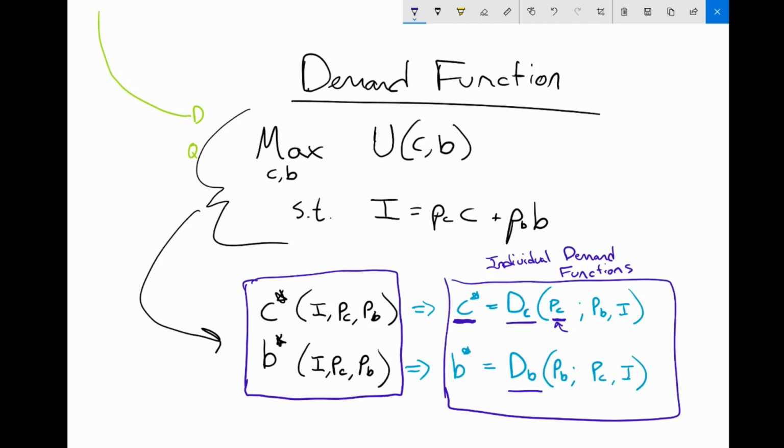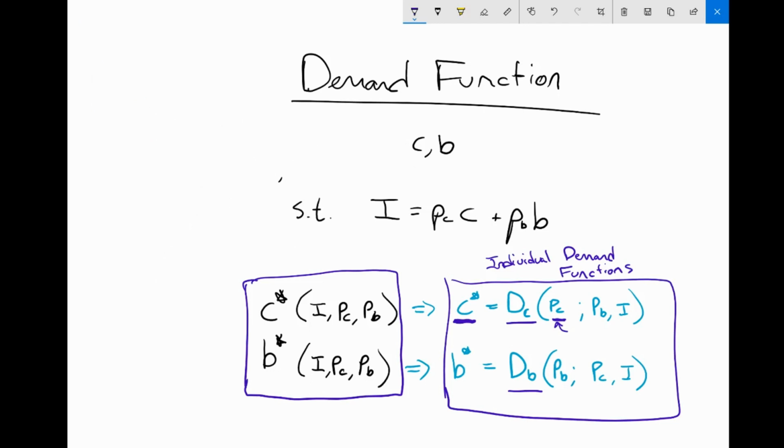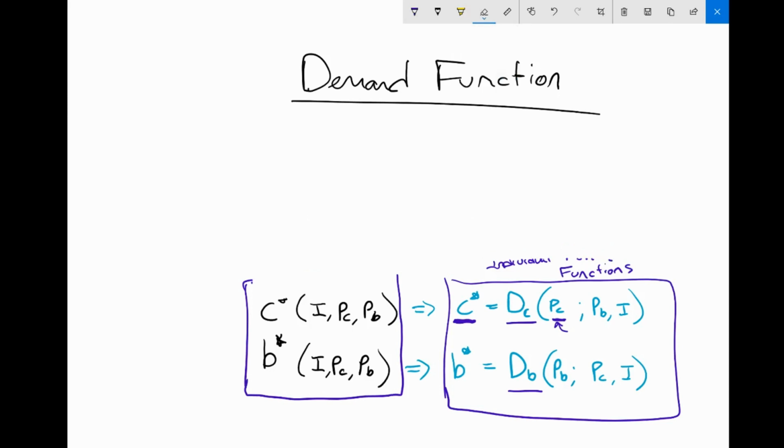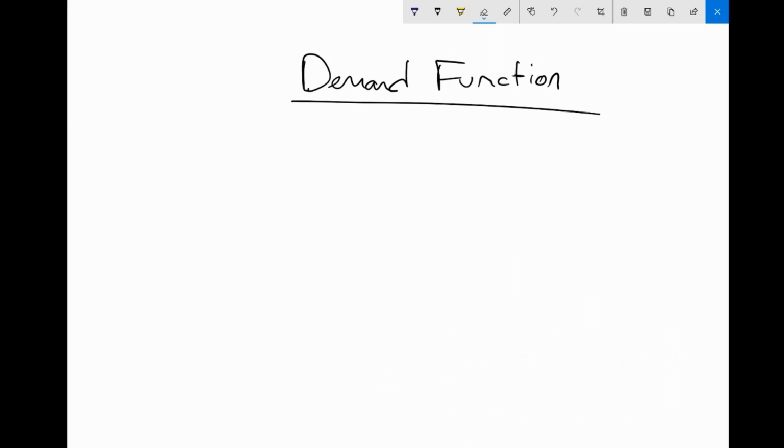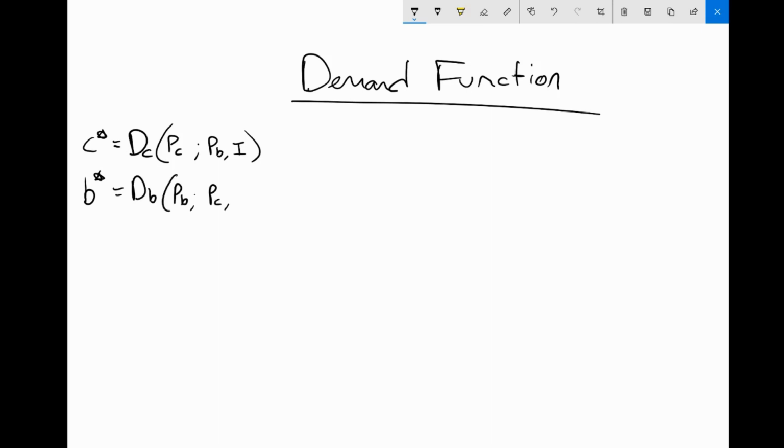Okay, let's go to the next step. So if we want to get a demand function, we solve a utility maximization problem. That captures individual preferences, and so it captures basically the quantity of each good that is demanded. So C star equals the demand function for coffee as a function of the price of coffee, taking the price of bagels and income as parameters. B star is the demand curve for bagels as a function of the price of bagels, taking the price of coffee and income as parameters.